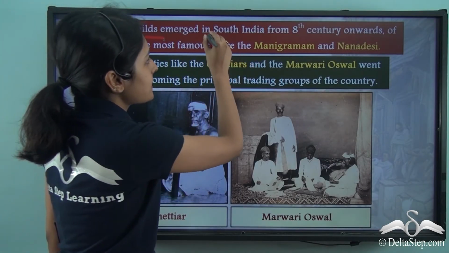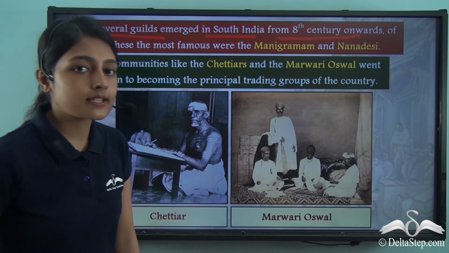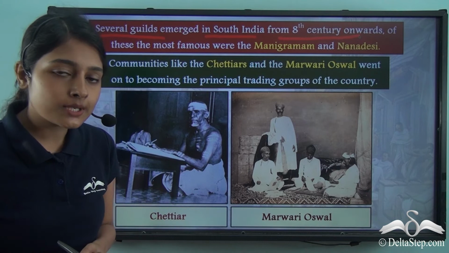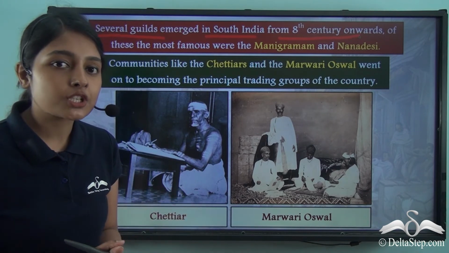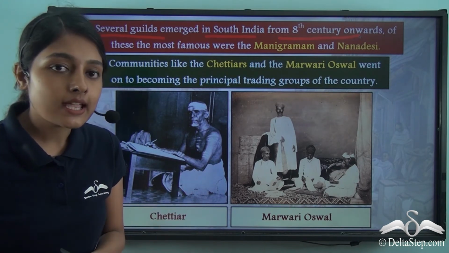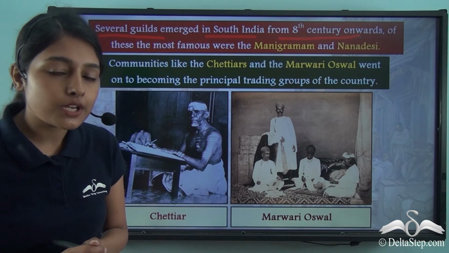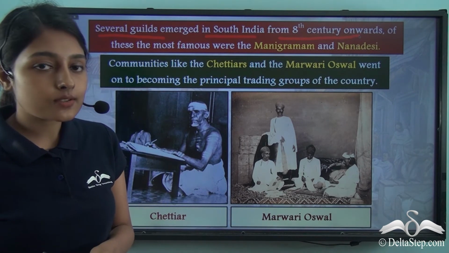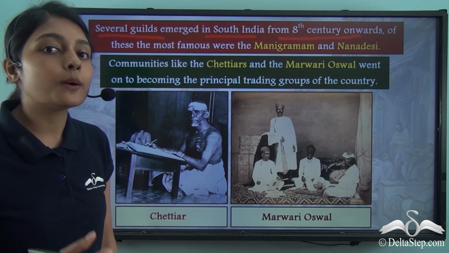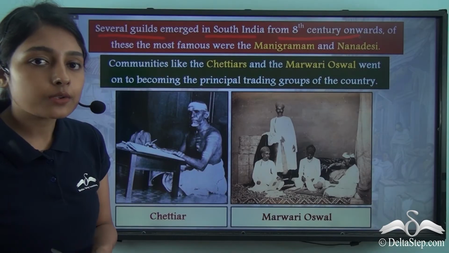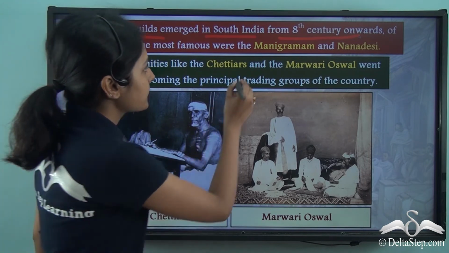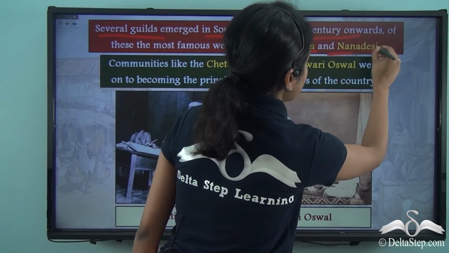Several guilds emerged in South India from the 8th century onwards, because from the 8th century we have seen that small towns started emerging, and when small towns started emerging, traders from various places started coming to the small towns to perform trade. And since they started coming to perform trade, they started forming their own associations which were known as guilds. So the time period we are talking about here is from the 8th century onwards. And in South India, among the various guilds that were formed, the most famous were the Manigramam and the Nanadesi.